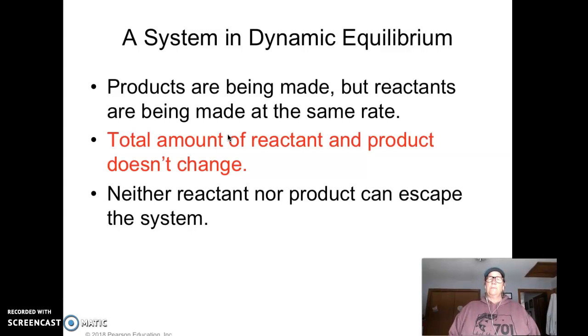So the reactant or product cannot escape the system. It has to be a closed system, and then that will happen. Once they reach equilibrium, you can run that reaction for days and it'll still stay the same. Once they reach equilibrium, it will not change.